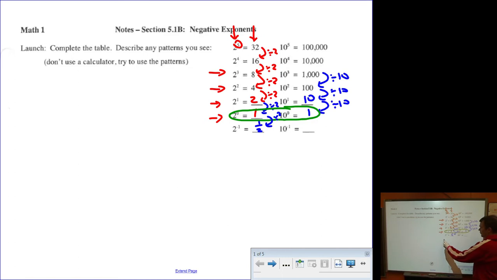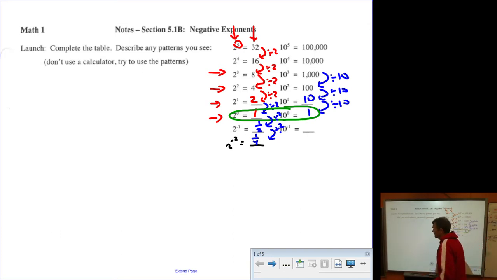And in fact, if I wanted to go one more and do 2 to the negative 2nd, I would be dividing by 1/2 again, or by 2 again. What's 1/2 divided by 2? Well, that's 1/4. And 2 to the negative second actually is equal to 1/4. And I think I'd like to show you how this works a little bit. So over here, 2 to the negative first is equal to 1/2.